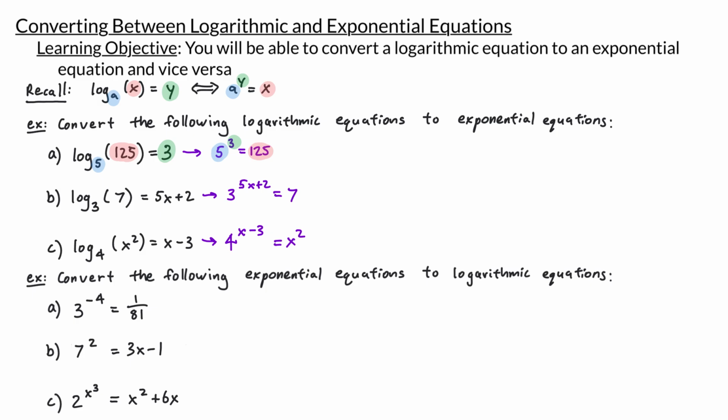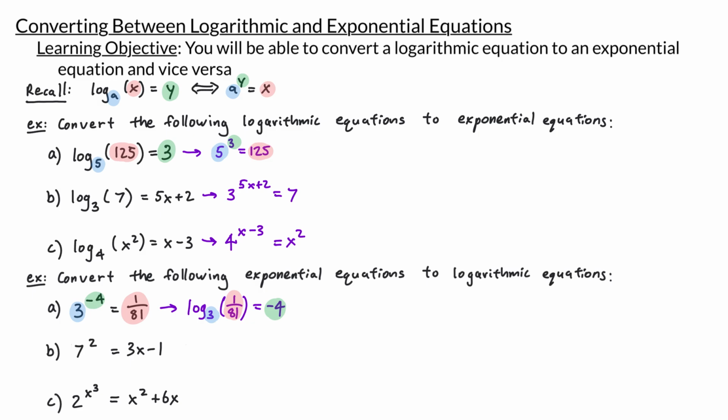So in our current example, our base is 3. So in our logarithmic equation, we have log with base 3. The result of the exponential, 1 over 81, is the thing that we're taking the logarithm of. So we have log with base 3 of 1 over 81. And then lastly, the exponent is the answer to our logarithm. So log with base 3 of 1 over 81 equals negative 4. So once again, the base of the exponential equation is the base of the logarithm. The result of the exponential equation is the thing that we're taking the logarithm of. And then lastly, the exponent is the answer to our logarithm.